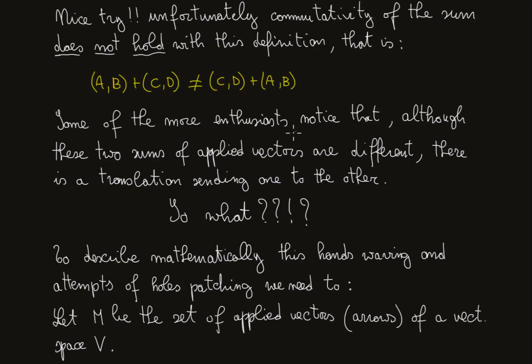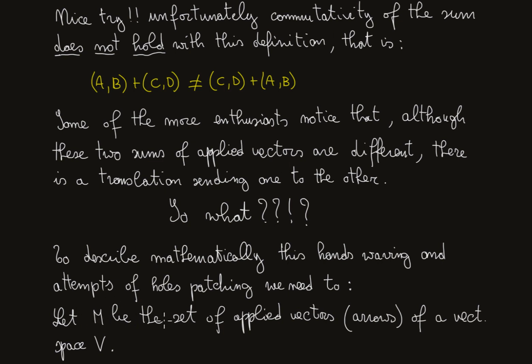Some of the more enthusiastic notice that although these two sums of applied vectors are different, there is a translation sending one to the other if we assume that the sum has as application point A in this case, and C in this case. So, another convention to be used. So what? Let's try now to mathematically chase even this kind of objection or justification that these people bring up, and see what it would take mathematically to make all this hand waving and hole patching sound.